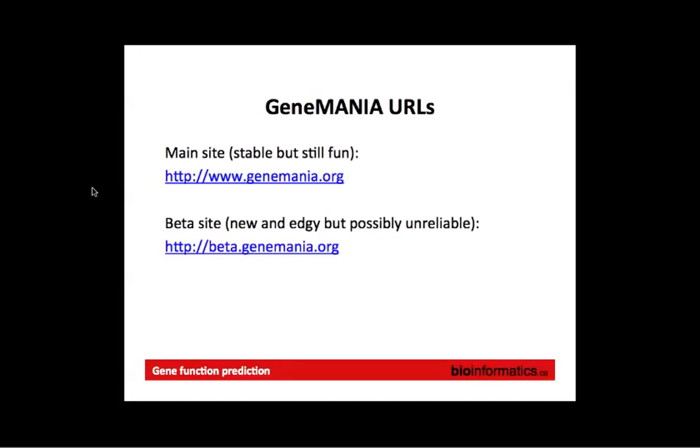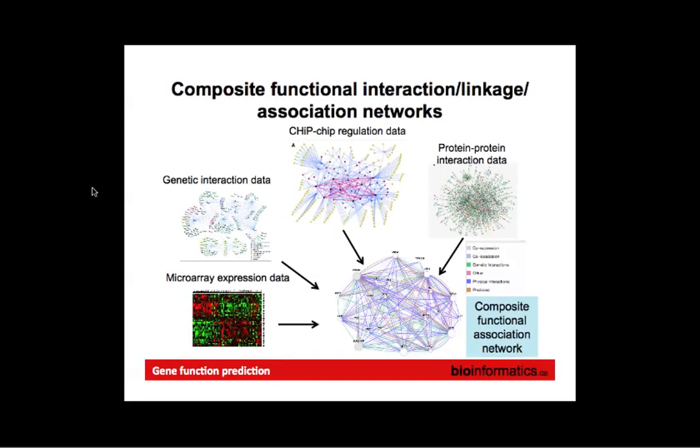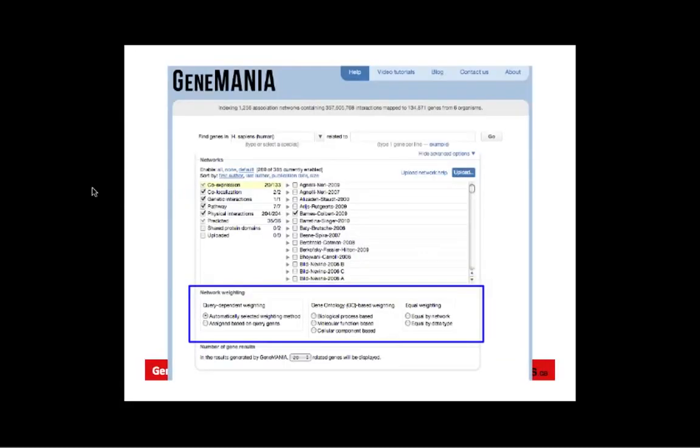So I included some extra slides that talk a little bit more about the other kinds of network weightings. I'll just briefly mention them; the extra slides go into more detail about how the algorithm works. The only thing I want to mention here is that there's a section of the advanced options called network weighting, and there are a couple of options under equal weighting: you can say equal by network or equal by data type.